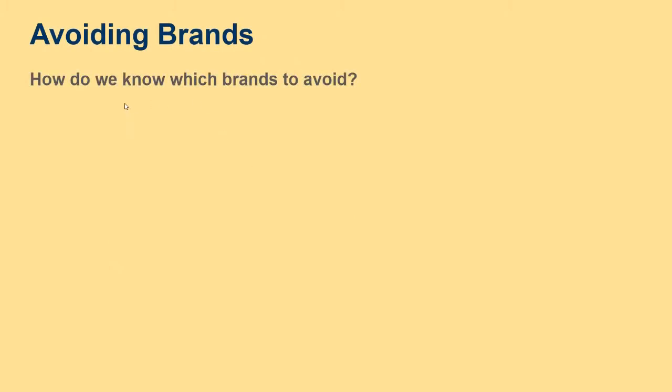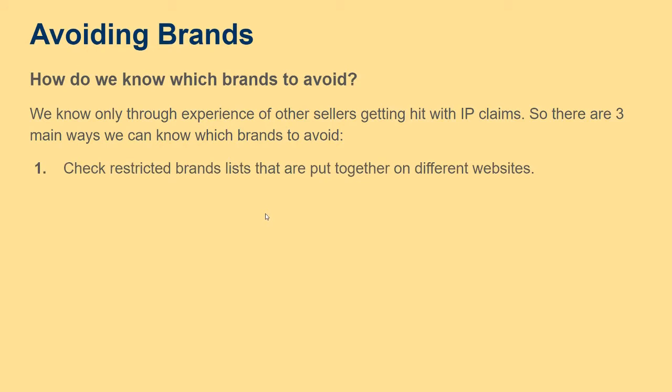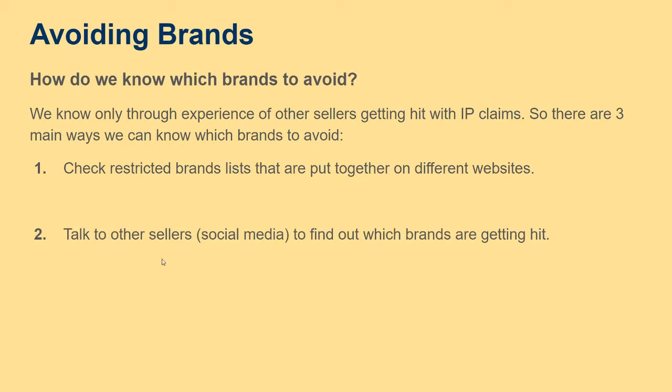So how do we avoid the brands? Well, it's about knowing which brands to avoid, and basically it's really only through experience of other sellers who are getting hit with these IP complaints, IP claims. That's really how we know which brands to avoid, is through experience. Okay, so for one, we got to check the restricted brands lists, okay, that are put together on different websites. That's one thing we can do, right? But I'm going to talk about that a little more. Why this is not really enough.